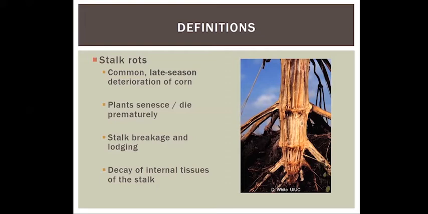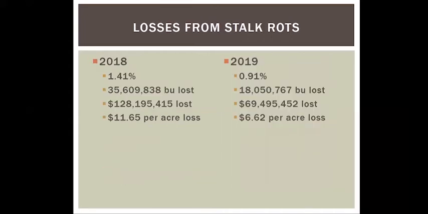Okay, basically what's happening, you think of your stalks as being a nice supportive stalk like a tree trunk, right? The internal tissues rot out of that, and so you really don't have a lot of integrity to those stalks. And when you have maybe a wind or some sort of storm event, your plants lodge and fall over, and then that's going to impact your yields, your quality, all those things.